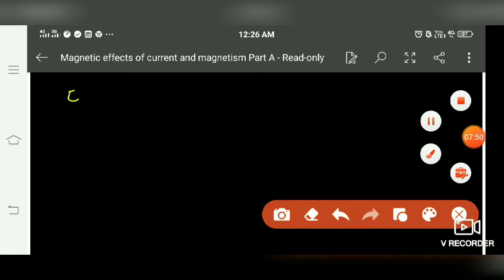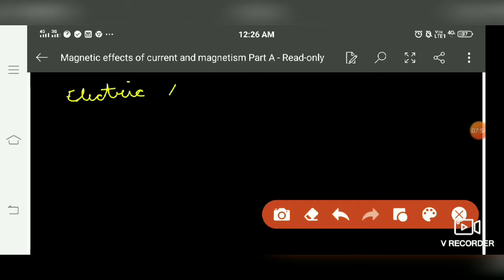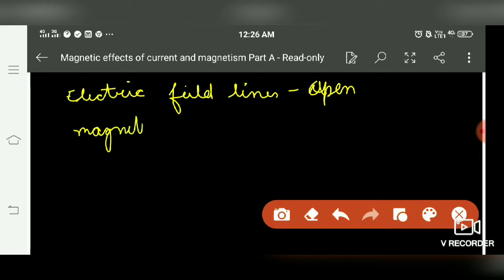Whereas electric field lines are not closed loops, these are open ones. But magnetic field lines are closed. Magnetic field lines are closed loops.